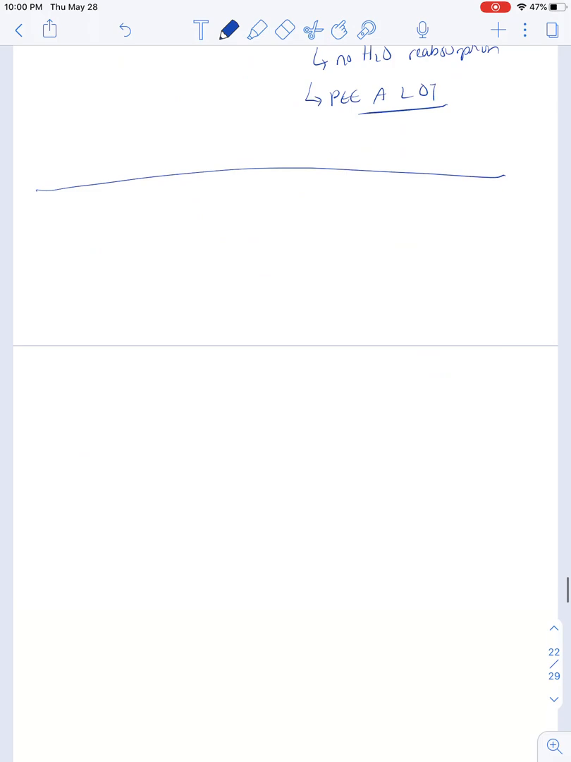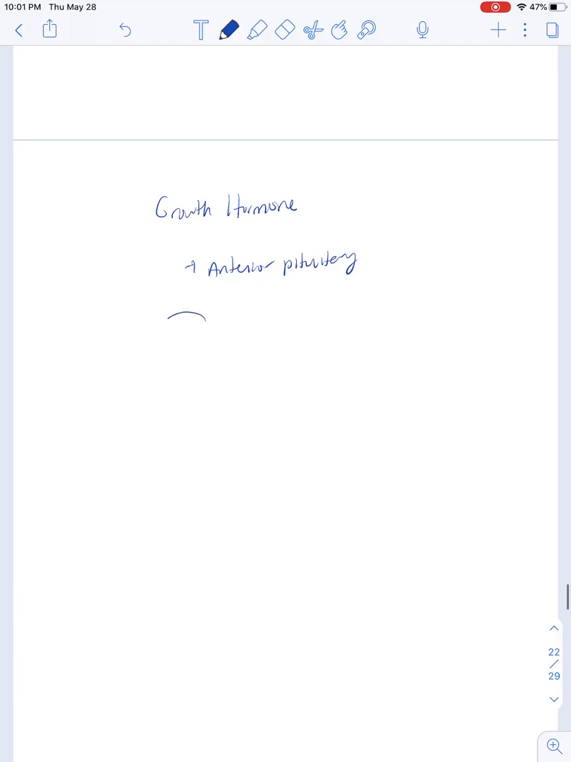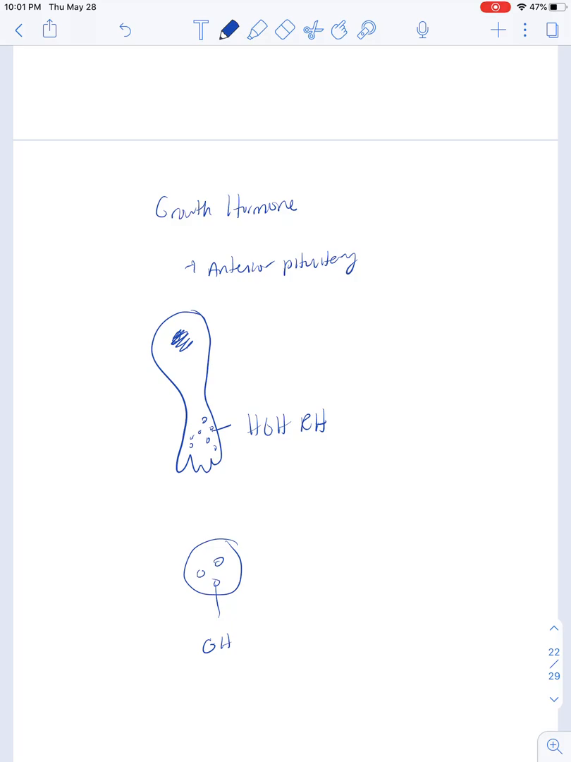The next hormone I'm going to go through is the growth hormone. So now growth hormone is released by the anterior pituitary. Okay, so we're going to just diagram it. So here is HGH, RH. So you need a releasing hormone. That releasing hormone releases the actual growth hormone from the endocrine cell.